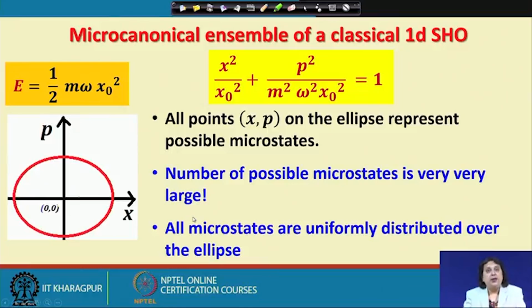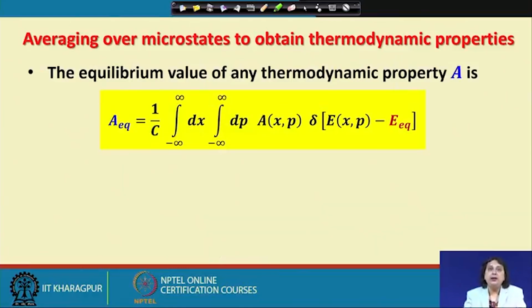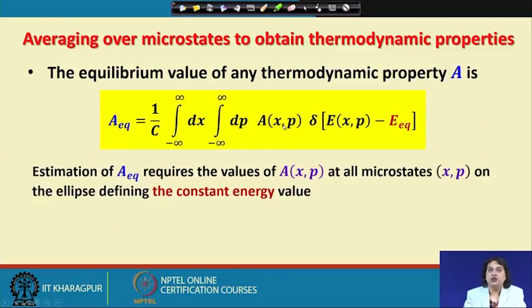And with this framework in mind, then the equilibrium value of any thermodynamic property A would be given by an expression like this, where x and p correspond to a given microscopic state in that ensemble. A is the value of that property when you measure it at that particular microstate, and I have put in the restriction that only those values of x and p are allowed where the corresponding energy equals the given total energy of the system.